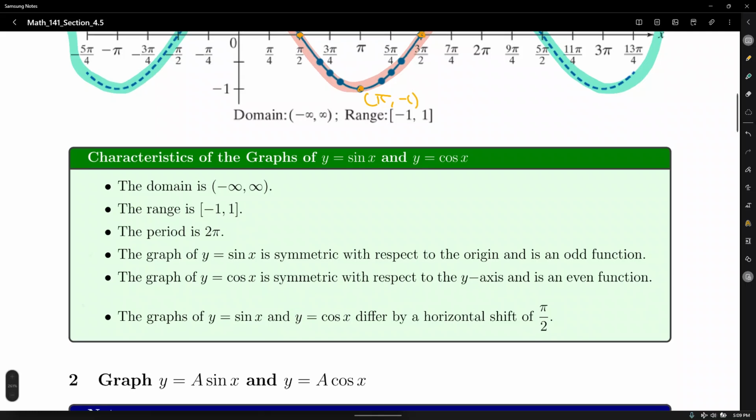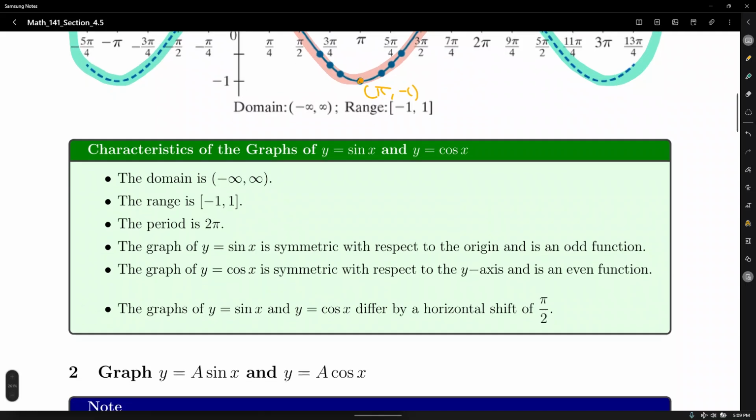The period of this function is 2 pi. Again, that's the value in the x direction where the graph completes one cycle. Now, again, the differences, the geometric or graphic differences between the sine function and the cosine function. The sine function is symmetric with respect to the origin, which means it's an odd function.